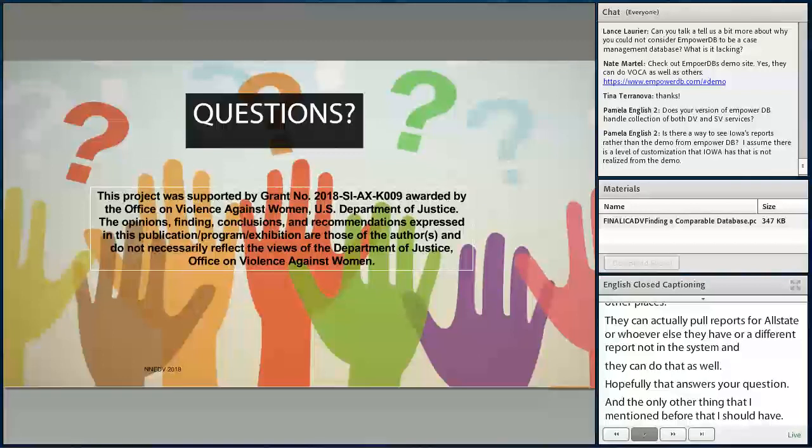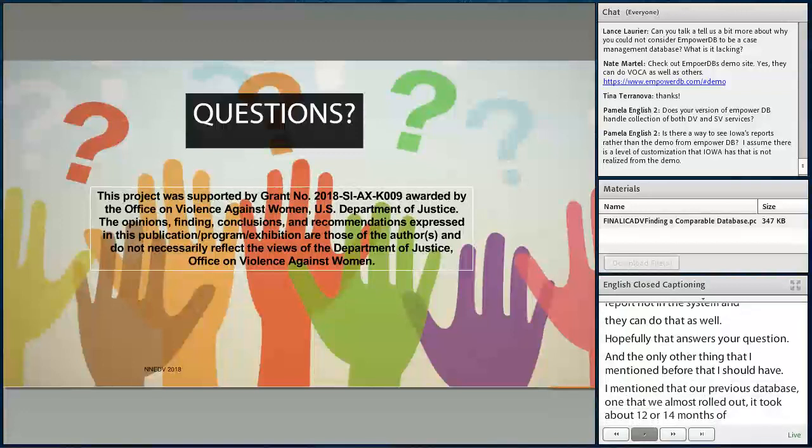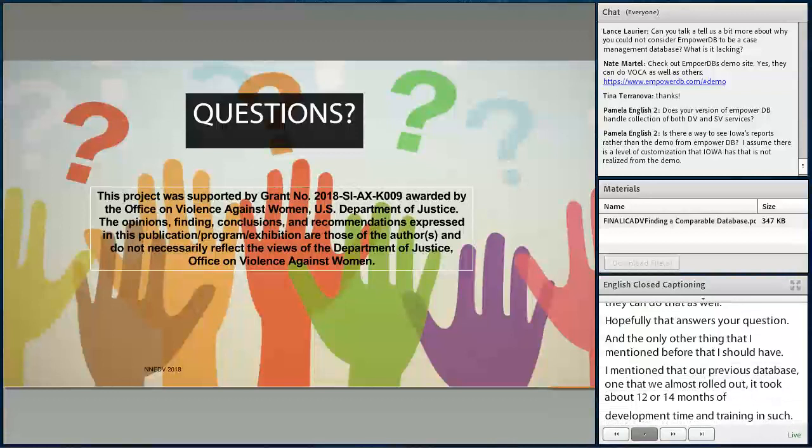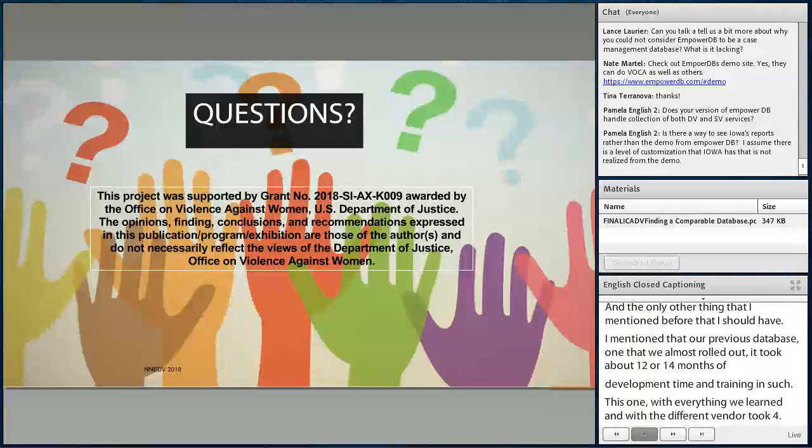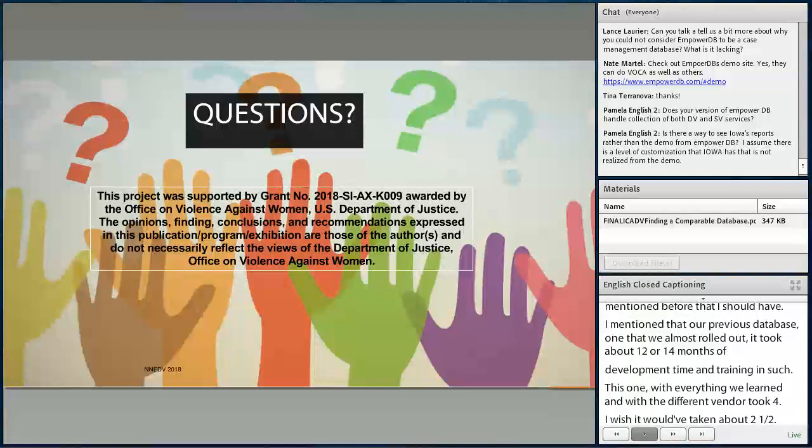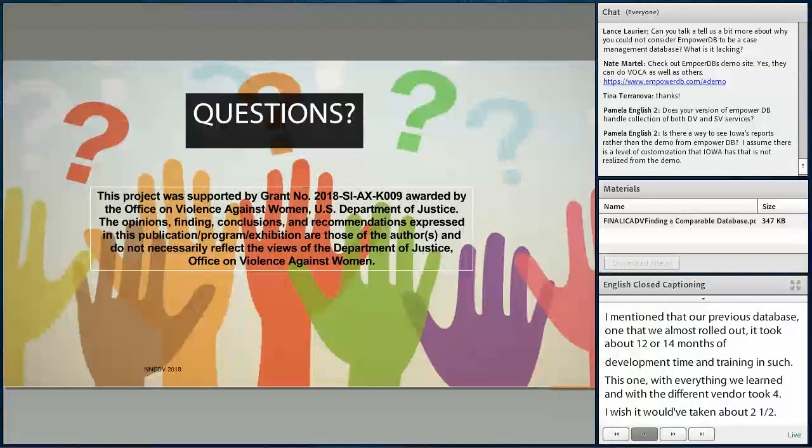This one, with everything we learned and with a different vendor, took 4. And it probably should have taken about 2.5. So once you get your ducks in a row, they move pretty quickly.